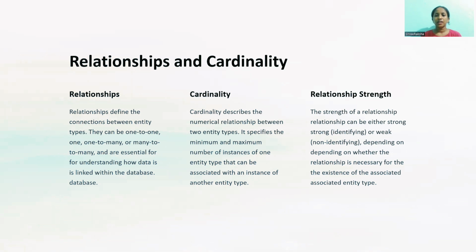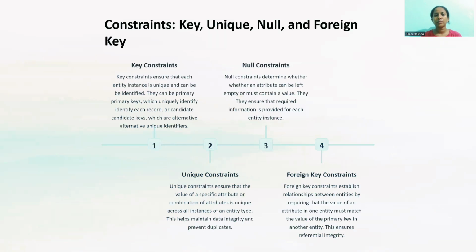Relationship strength. It is important to know whether the relationship is with a strong entity or a weak entity. Next one is about the constraints. There are four constraints, that is key constraints, unique constraints, null constraints, and foreign key constraints.